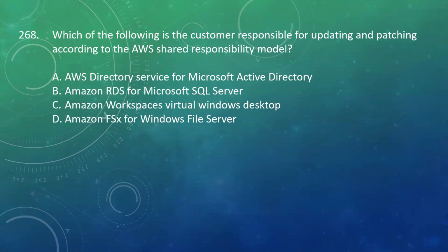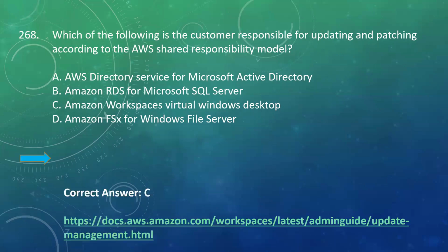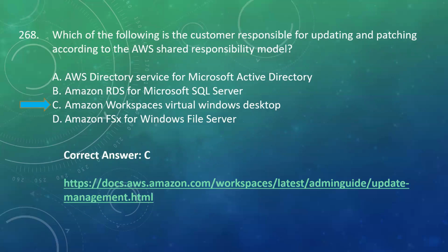AWS recommends that you regularly patch, update, and secure the operating system and applications of your WorkSpaces, which is option C. You can configure your WorkSpaces to be updated by WorkSpaces during a regular maintenance window, or you can update them yourself. You can browse through the link on your screen to read more about WorkSpaces management.